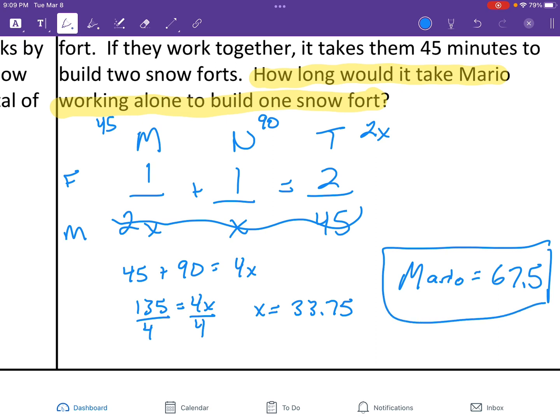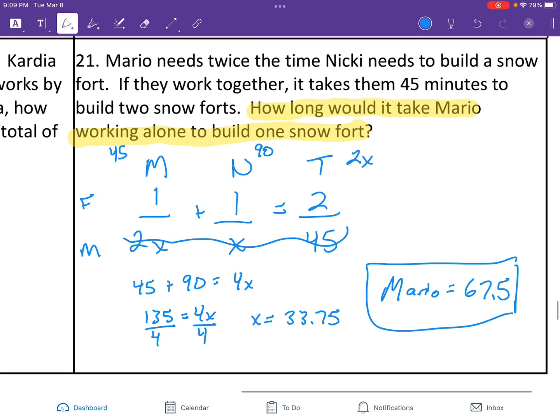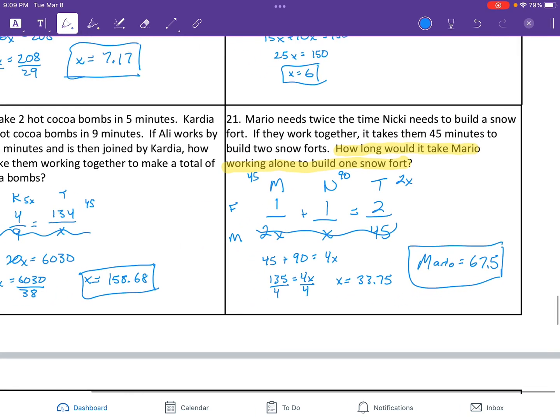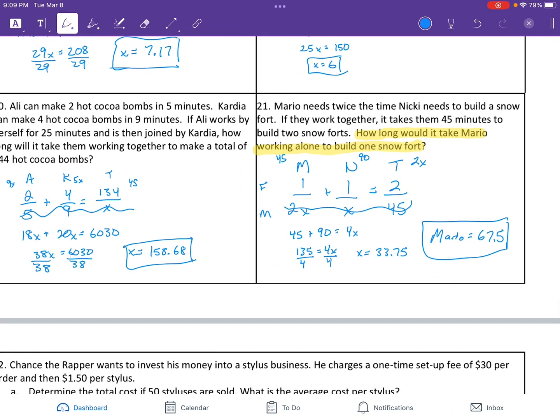And that's the answer. Because the x value there is for Nikki. All right. Sorry about that. A little confusion. I think we're good to go now.